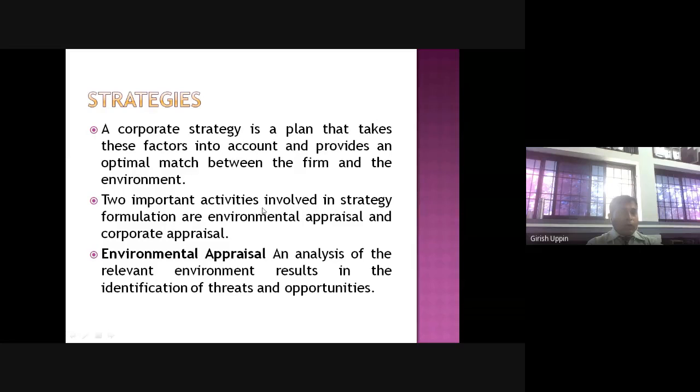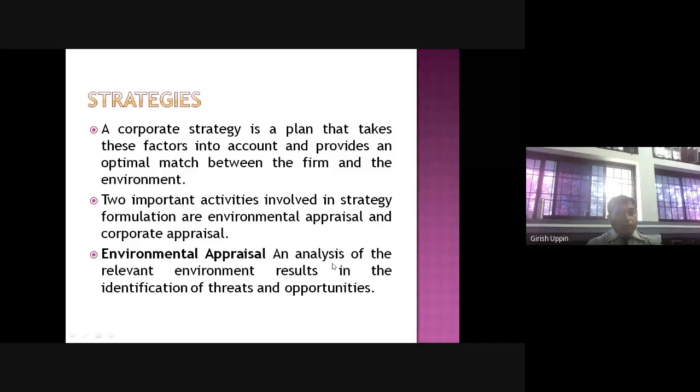Two important activities involved in strategy formulation are environmental appraisal and corporate appraisal. When we say environmental appraisal, it is basically outside the organization, so it is coming from the environment. And the second one is within the organization. Corporate appraisal is within the organization.